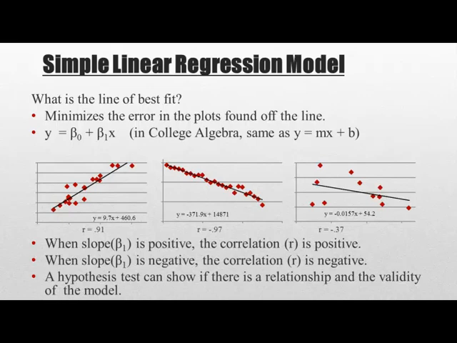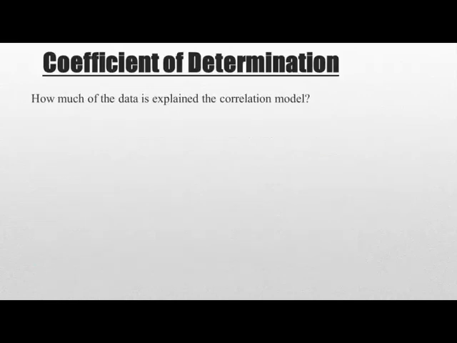Y is negative 372x plus 14,871. Last one, y is negative 0.0157x plus 54.2. That's your linear regression model.